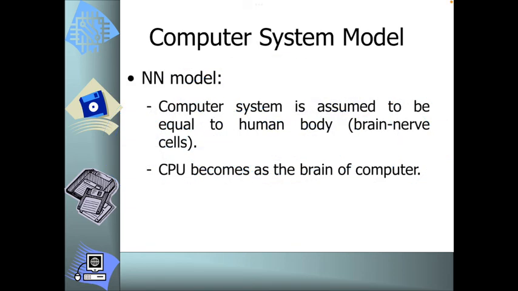Our last but not least model, the neural network model. This is a computer system that is assumed to be equal to the human body. This is actually related to brain nerve cells. As I mentioned before, this is related to artificial intelligence. From the NN model, they assume that the CPU becomes the brain of the computer.